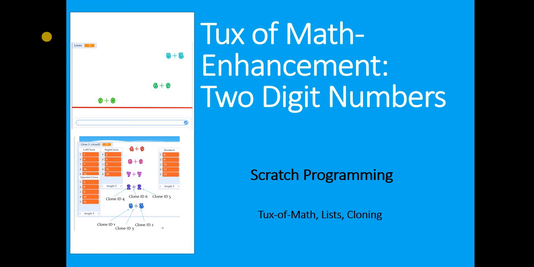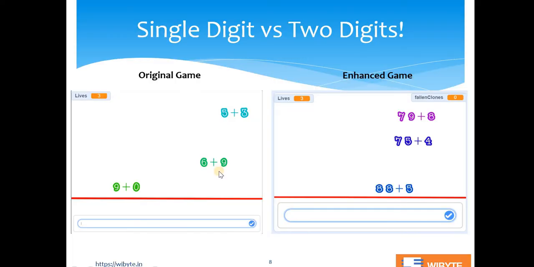Welcome back, friends. In this video, we'll look at yet another enhancement of the Tux of Math game, in which we'll get two-digit numbers to be part of our questions. Before I get on with that, let me just show you what I mean. Remember, in the original game, we had, let's say, 5 plus 3, 6 plus 9, always a single-digit number coming in. But we'll enhance this game so that we sometimes end up with a double-digit number.